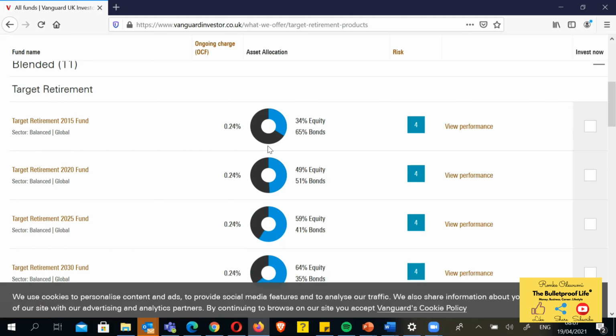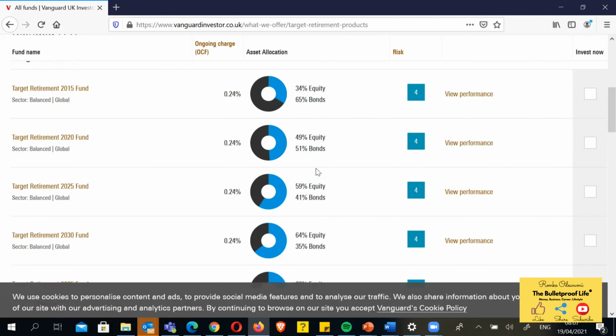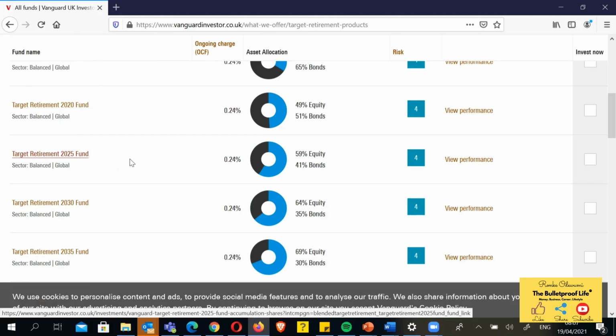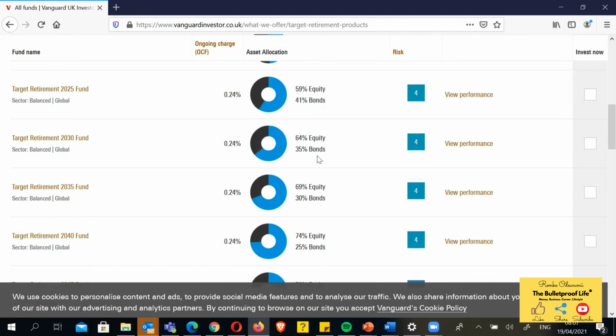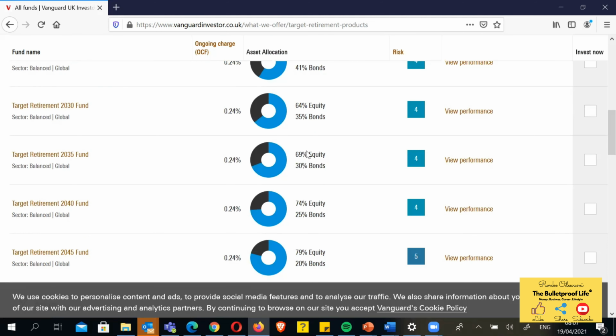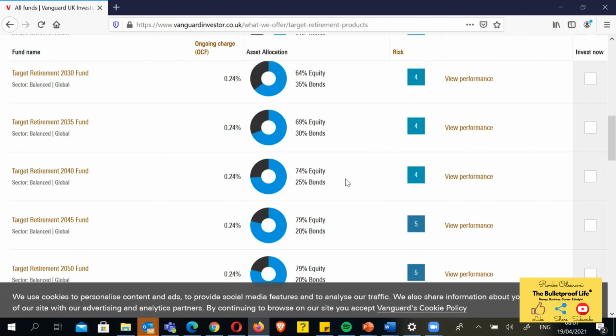So if you see, this 2015 fund is more invested in bonds and lower risk than the 2021, which is now 51% in bonds, less bonds, more equity. And as the retirement date is being pushed out, the investment in equity increases. It becomes more aggressive, because the idea is to invest aggressively for you at first and then reduce that aggression as the years go by.